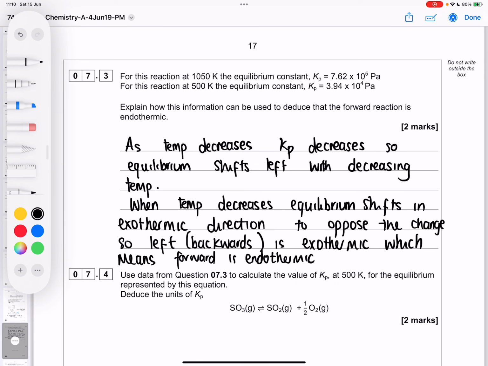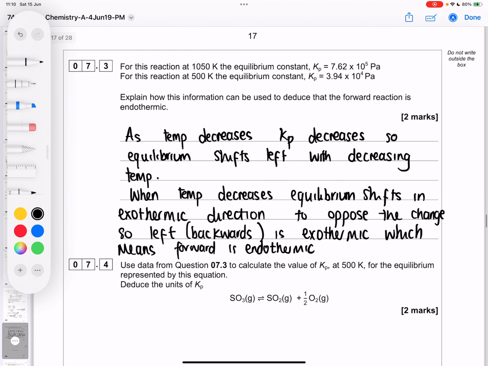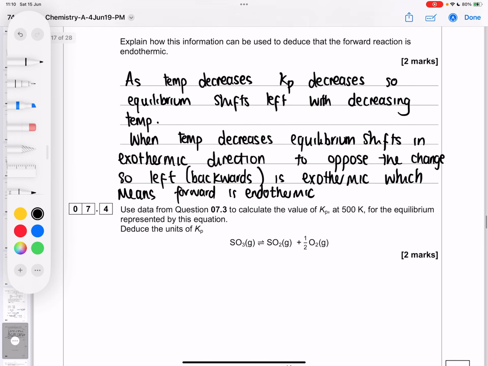So the equilibrium shifts right with increasing temperature. When temperature increases, equilibrium shifts in the endothermic direction to oppose the change, so forward is endothermic. Obviously, that is all the exact same answer, just the converse version.